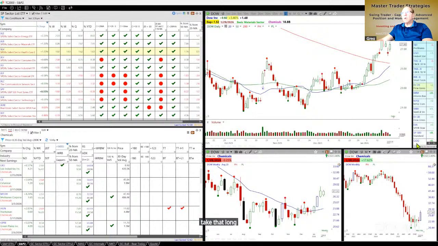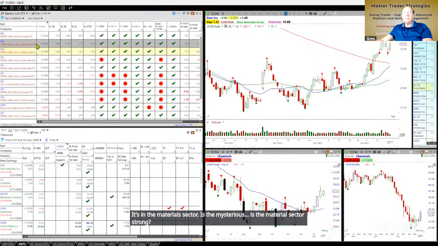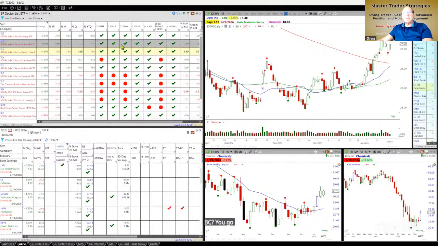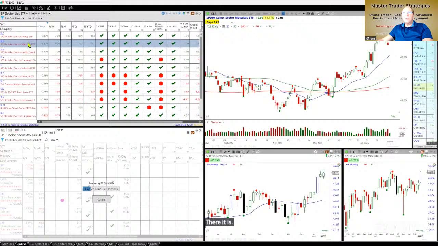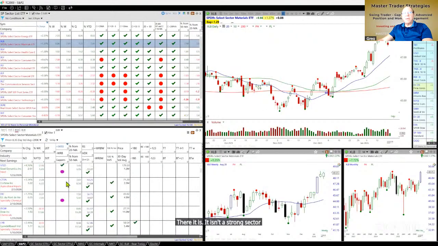Is it in a strong sector now? Well, it's in the materials sector. Is the materials sector strong? You go back and you look at the list. There it is. It is in a strong sector. So money is flowing into that sector. And is Dow in that sector?